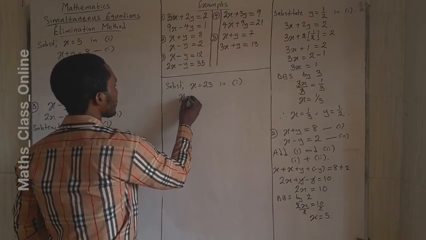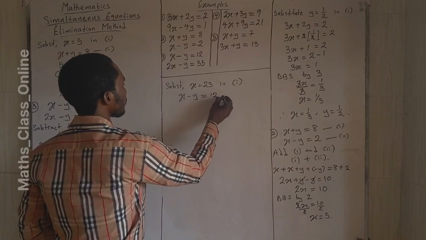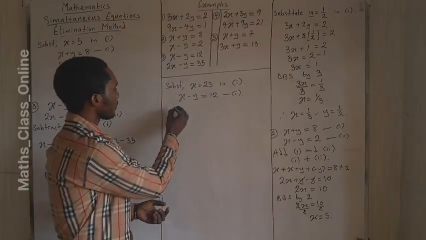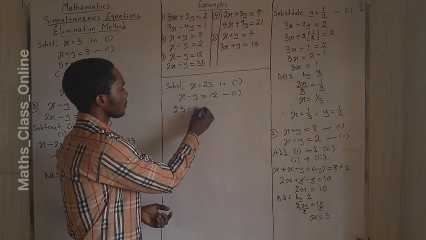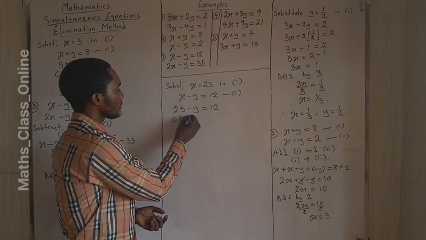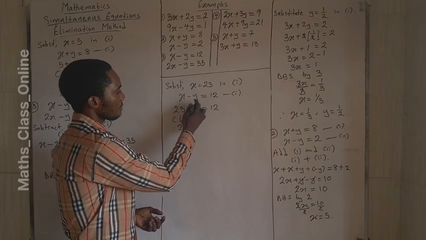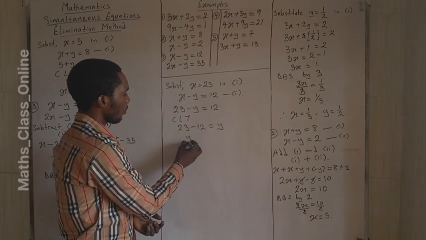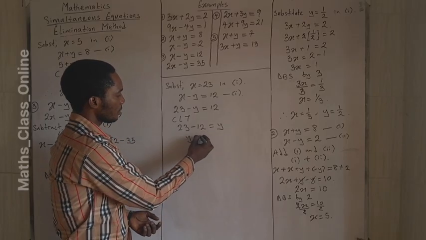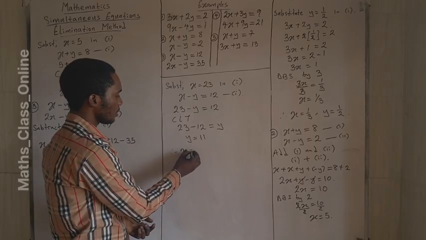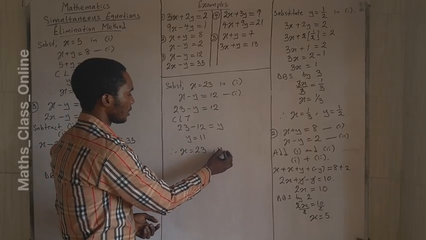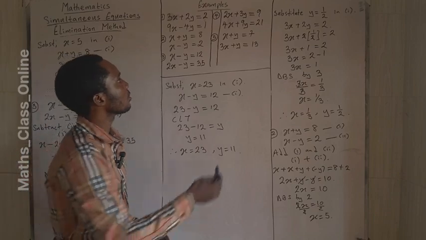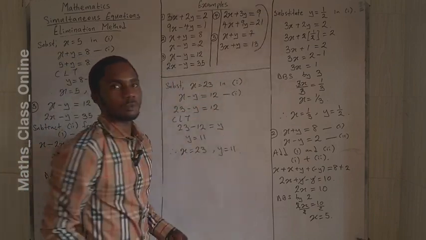And equation 1 is x minus y equals 12. The value of x is what? 23. Collect the like terms. That is 23 minus 12 equals y. We have y equals 23 minus 12, that is 11. x equals 23 and y equals 11. With this explanation, what is the solution to this system of equations?